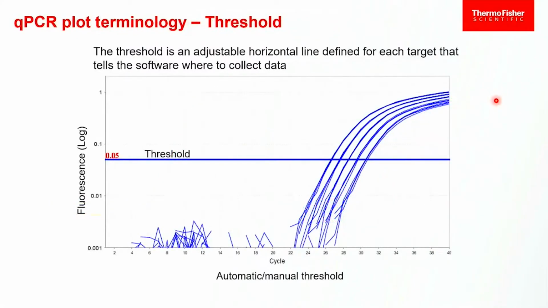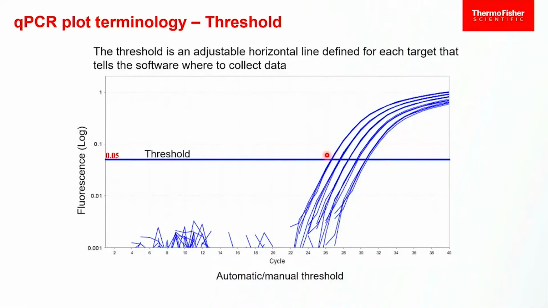So what is this threshold? I've said the word before. We're trying to quantify how much we made, but we need a set point to collect that data. For all of these different samples that we have, each one of these groups is a different concentration. We need to set where we're going to collect that data and be consistent for the whole experiment. We do that by setting this threshold.